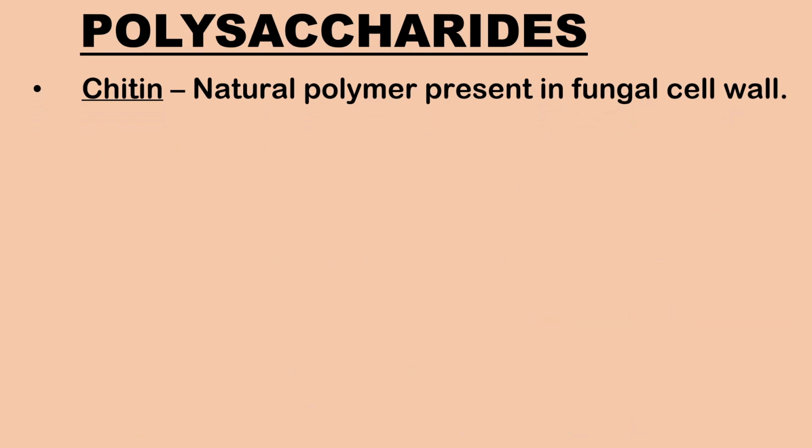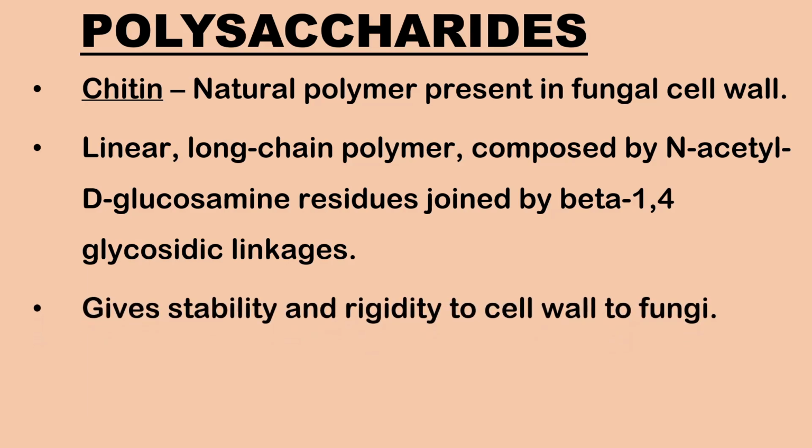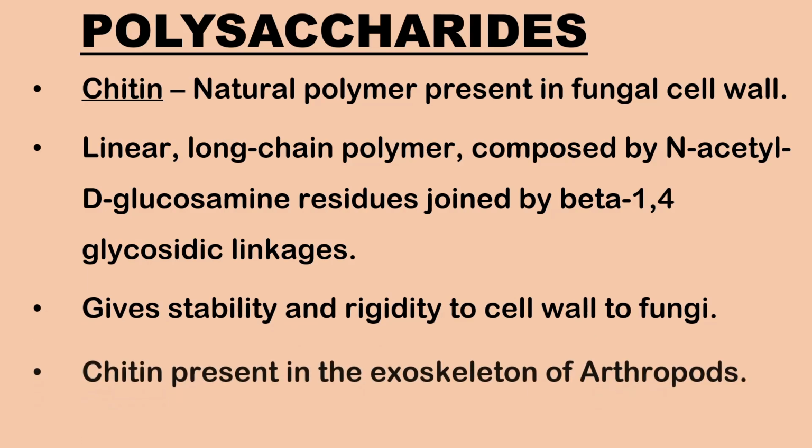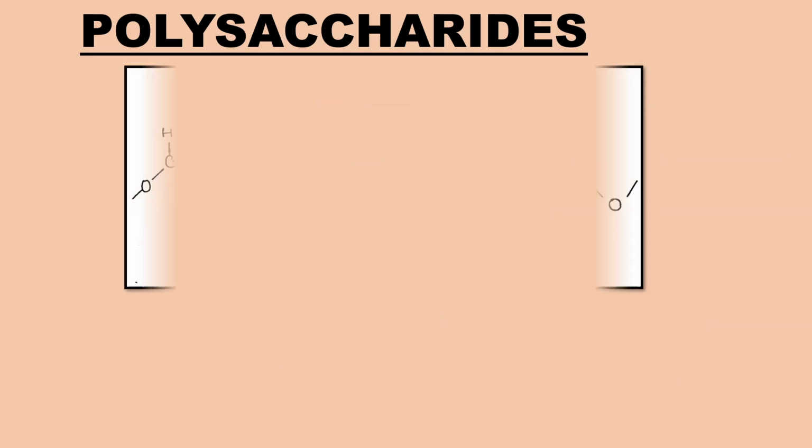Chitin is a natural polymer found in the fungal cell wall. It is a linear, long chain polymer composed of N-acetyl D-glucosamine residues joined by beta-1,4 glycosidic linkages. Chitin gives stability and rigidity to the cell wall of fungi. The exoskeleton of arthropods like lobsters and crabs are also made of chitin.